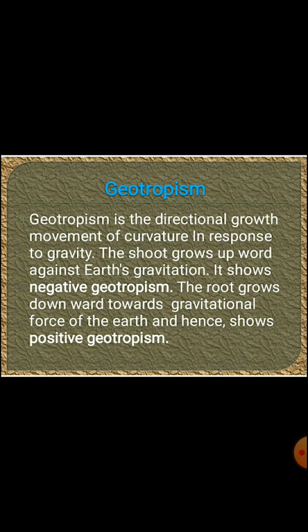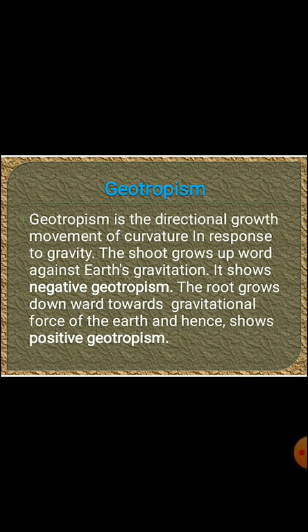Next topic is geotropism. What is the meaning of geotropism? As we know, geo means gravity. Means geotropism is the directional growth movement of curvature in response to gravity. The shoot grows upward against Earth's gravitation. It shows negative geotropism. The root grows downward towards the gravitational force of the earth and hence shows positive geotropism. It means shoot is always negative geotropic and roots are always positive geotropic.